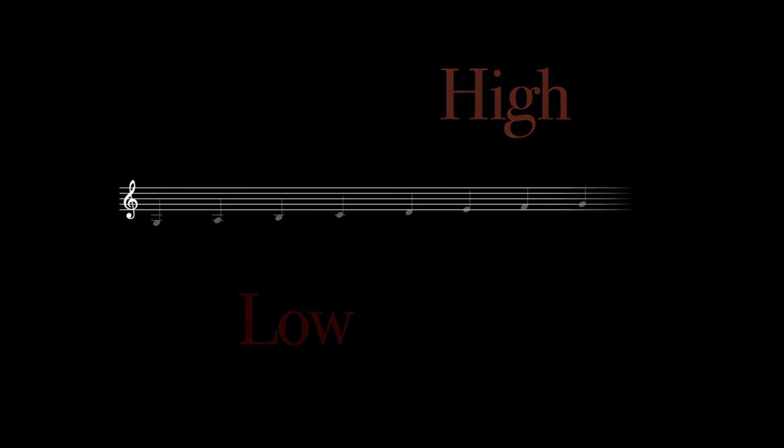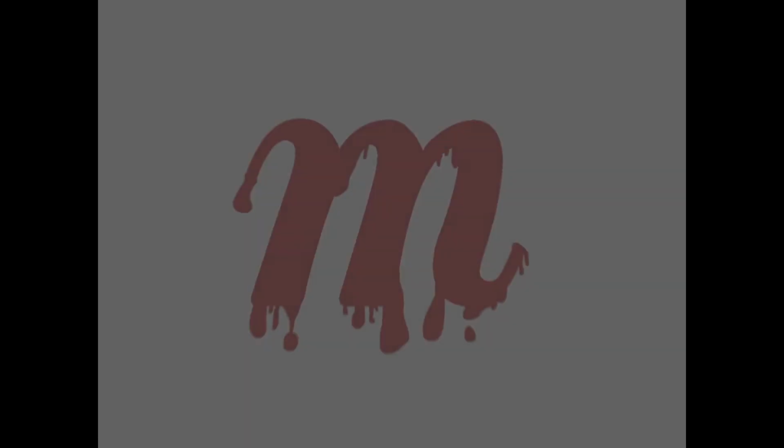We represent volume with letters, specifically dynamic markings such as P, MP, MF, and F. Caution! Please do not use M on its own. You can also gradually adjust the volume of a sound by using these crescendo and decrescendo lines.